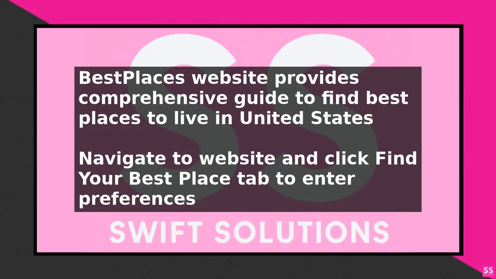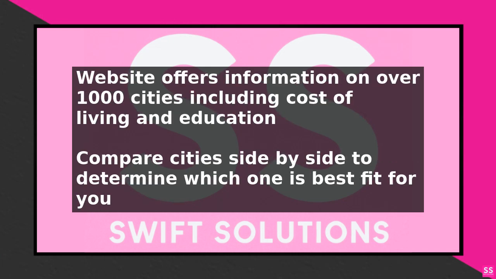Here you can enter your preferences for climate, population size, and other factors to find cities that match your criteria. The website provides a vast amount of information on over 1,000 cities, including cost of living, education, and healthcare. You can also compare cities side by side to see which one is the best fit for you.